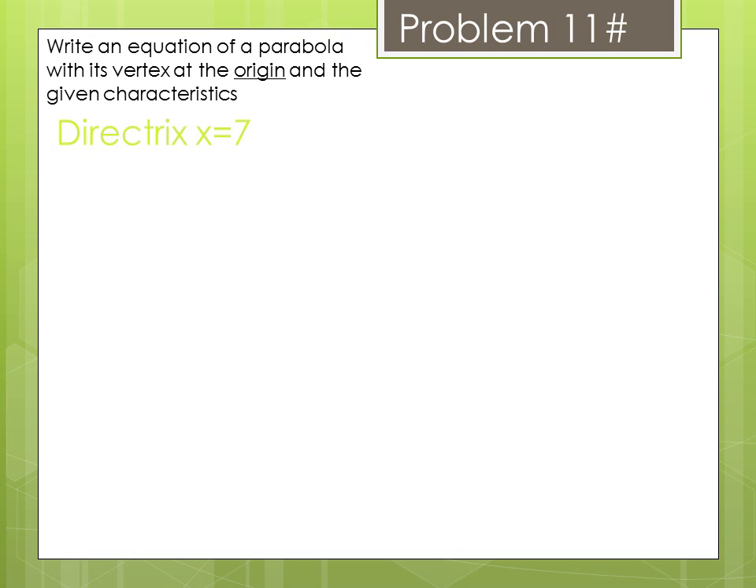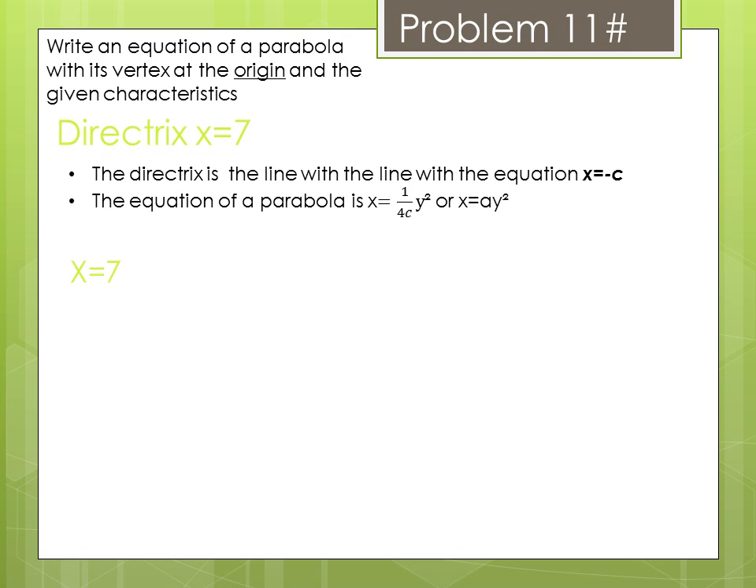So we have to write an equation of a parabola with its vertex at the origin, given that the directrix is at x is equal to 7. So the directrix of this equation is going to be x is equal to negative c, and we know that x is equal to 7, and x is also equal to negative c. So c is equal to negative 7. And we plug that into the equation of our parabola, and we simplify. So our final answer ought to be x is equal to negative y squared over 28.